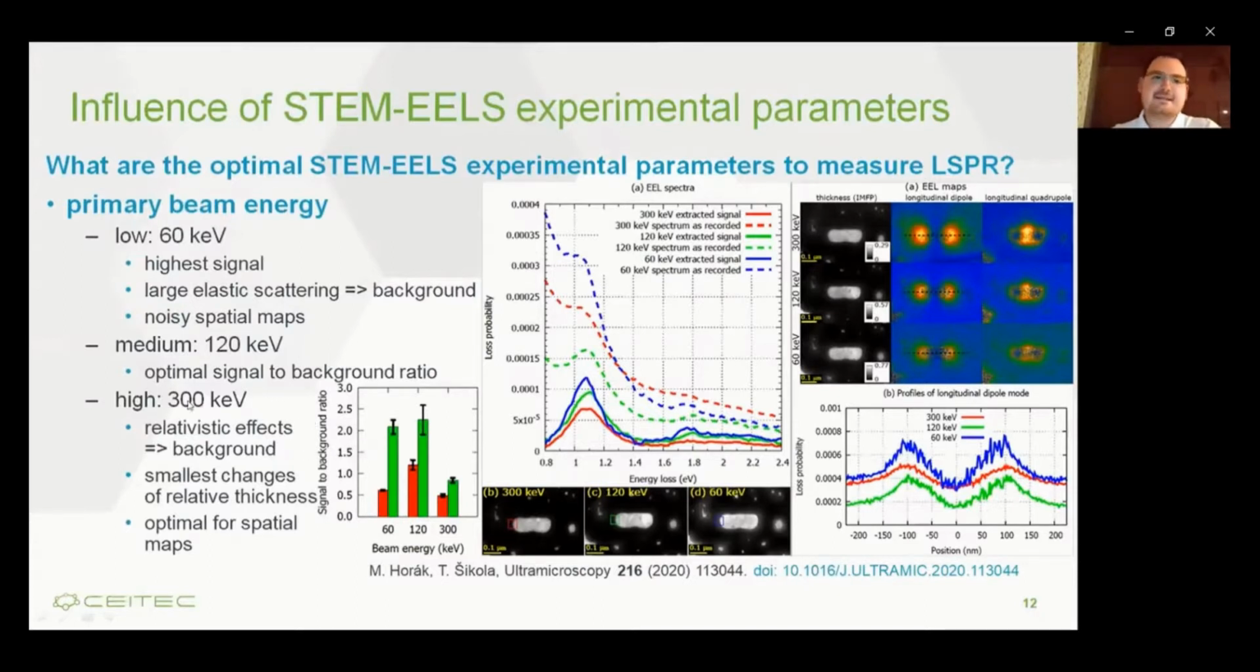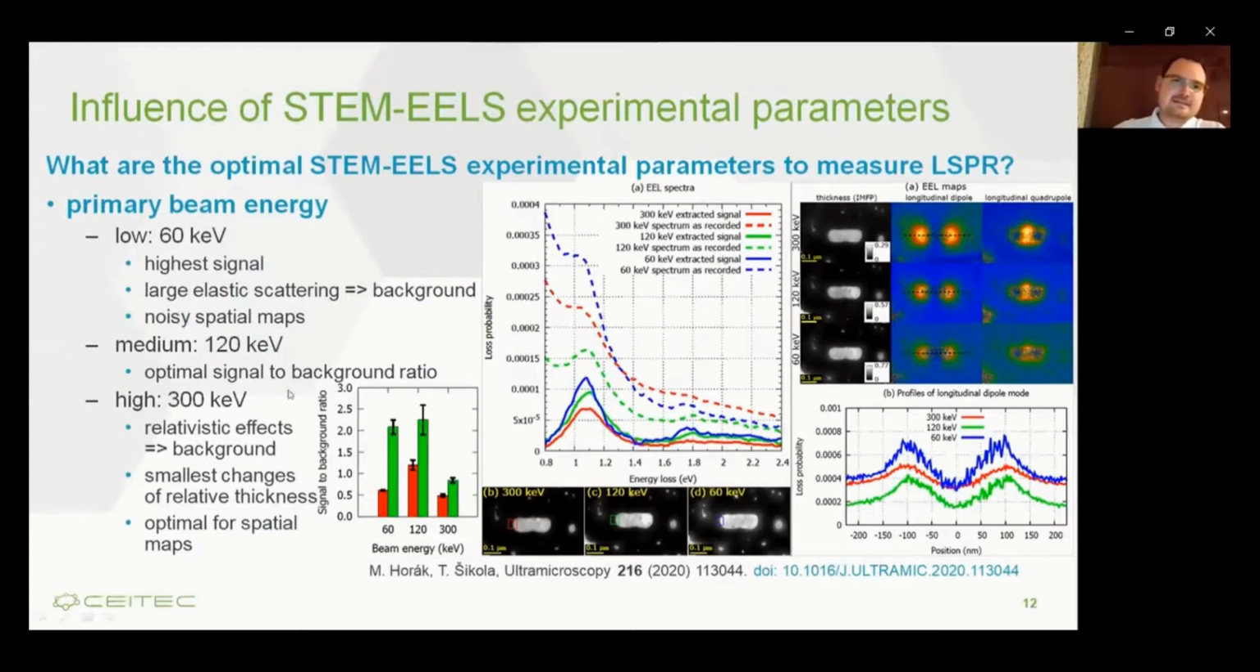On the other hand, at 300 keV, you have little difference in the relative thickness of your sample, and this results in spatial maps with the lowest noise. So the choice of this high primary beam energy is very useful when you need to make good spatial maps of your plasmon modes.